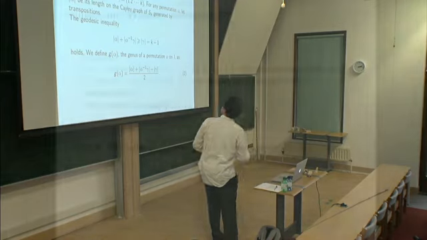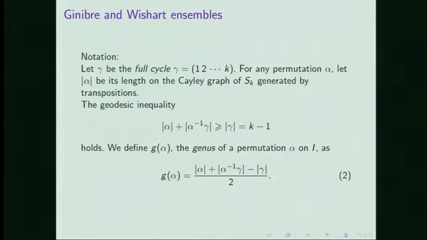Okay. So here I have some notation. Here we have some k by k permutations. I have this full cycle which I call gamma, which sends 1 to 2, 2 to 3, and so on and so forth. Then for a given permutation alpha, I have its absolute value, which is its length in the Cayley graph generated by transpositions.